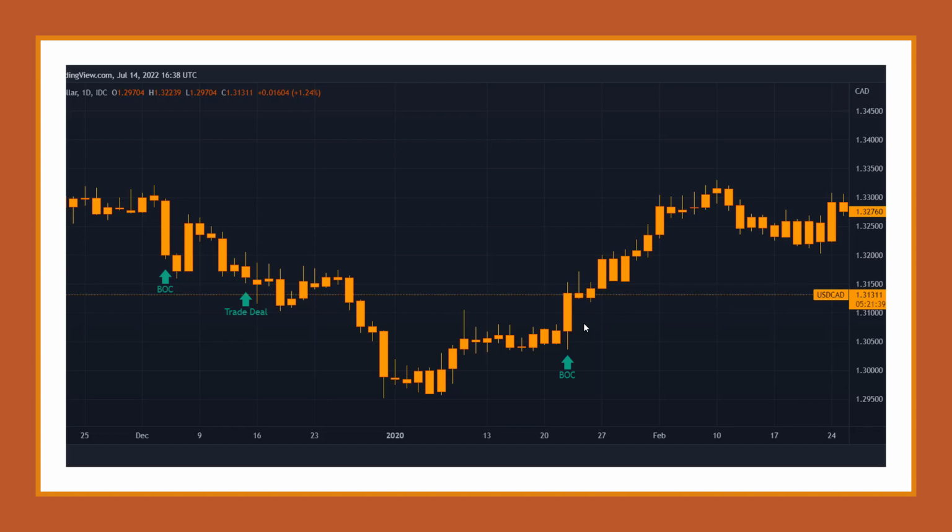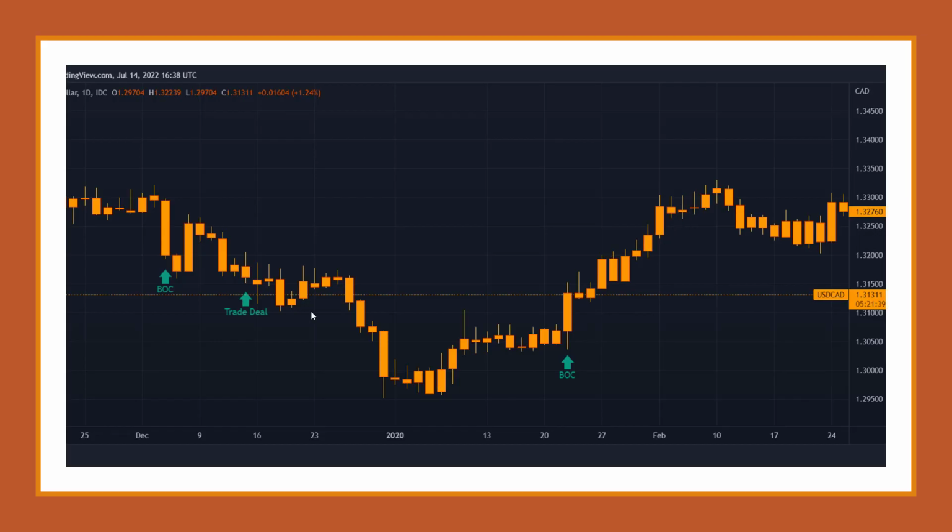And as a result, what happened here? The markets, the Canadian dollar started to weaken. So the US dollar Canadian dollar pair moved higher. And you can see that was fairly consistent for about 2 weeks.